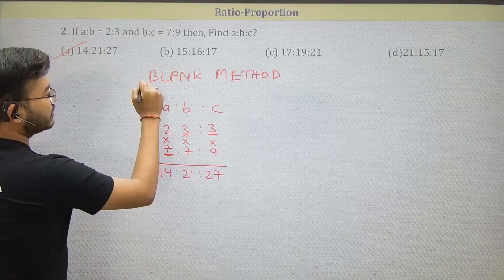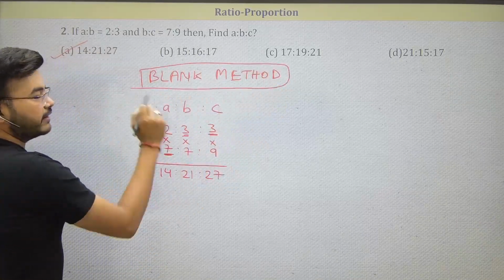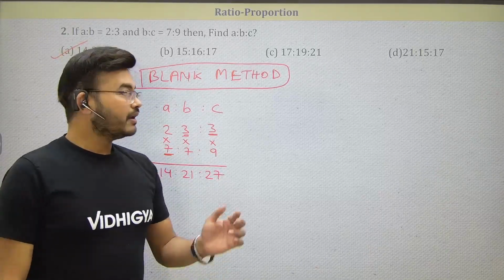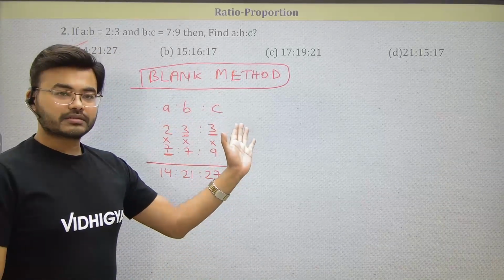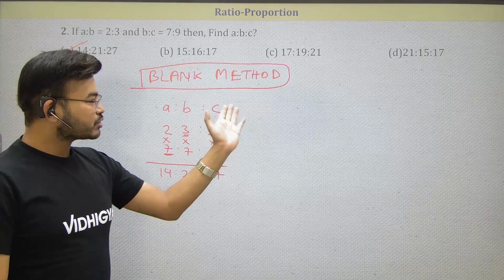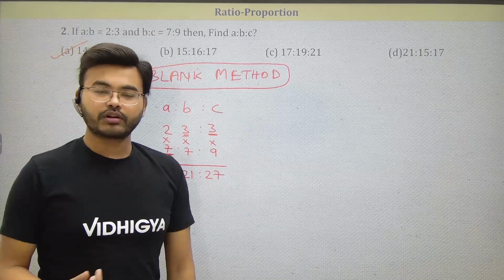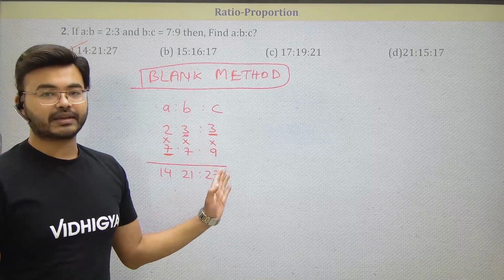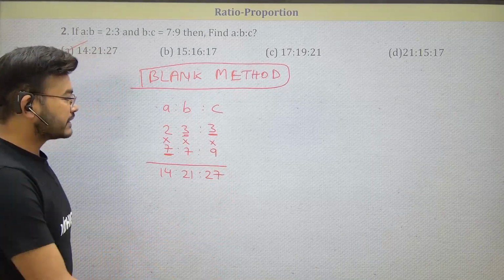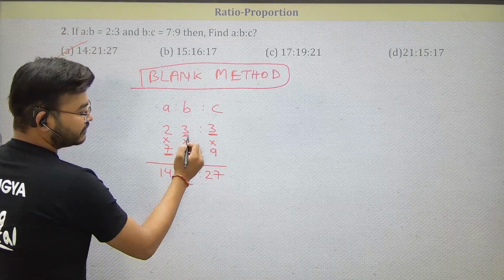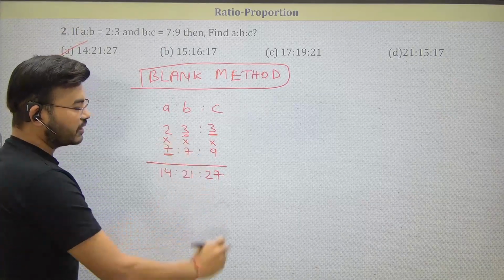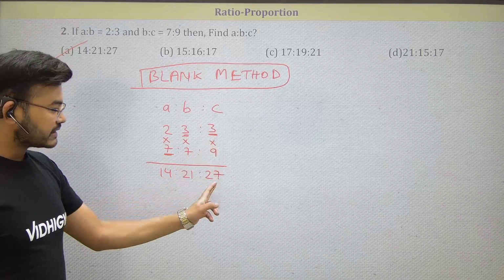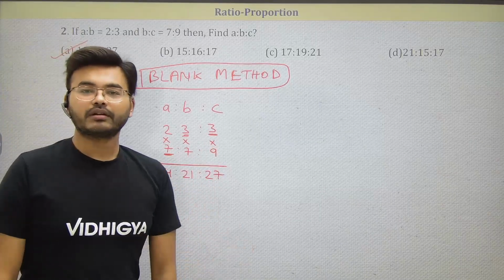So this is called the blank method, and it is a very important method as far as ratio and proportion is considered. Its applications are numerous. Even if it extends to D, let's say A, B, C, D, or even E, to n number of variables, then also this method is applicable. Simply, you find the blanks first, then find the adjacent value to those blanks. Just fill them and then multiply the quantities that are there, and that will be your ratio.